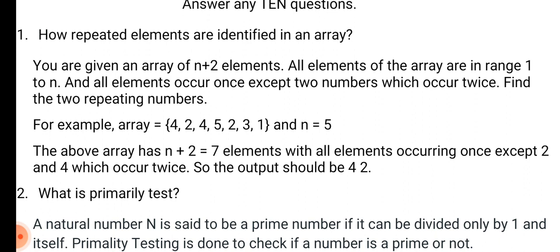So the array can contain the 7 elements 4, 2, 4 and 5, 2, 3 and 1. So total number of distinct elements is 5, but 4 and 2 will occur 2 times. So the total elements of the array is n plus 2 equal to 7 elements, and the 4 and 2 will occur twice. So the output of repeated elements is 4 and 2.